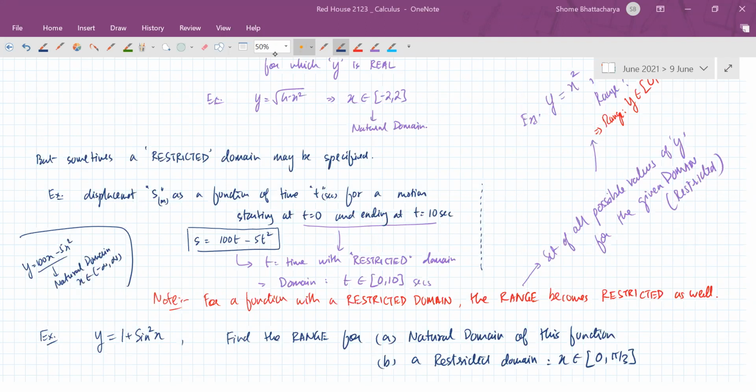Okay, now just try out this question, all of you. 1 plus sine square x, both for the natural domain and for the domain 0 to 60 degrees. Find out the range of the function.